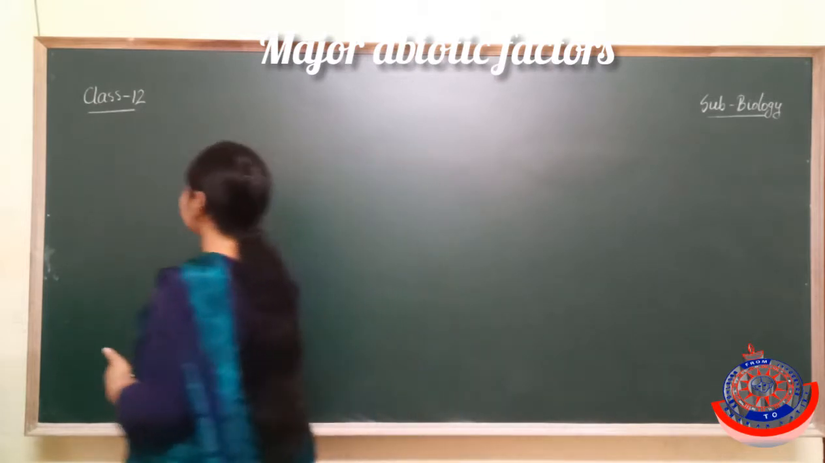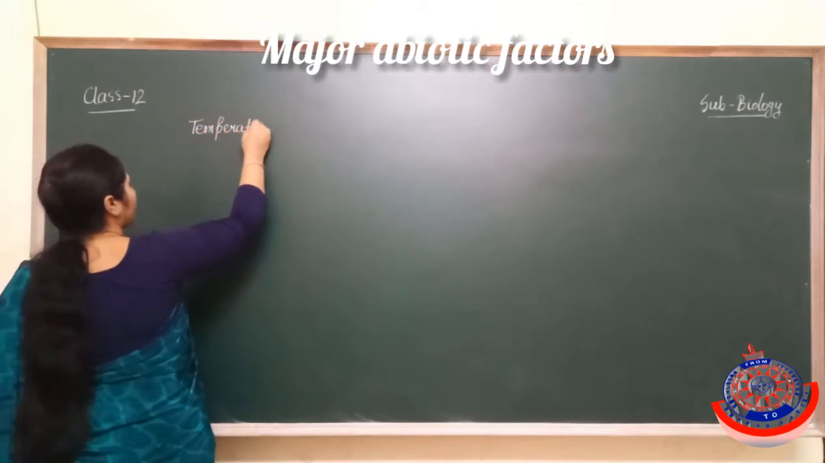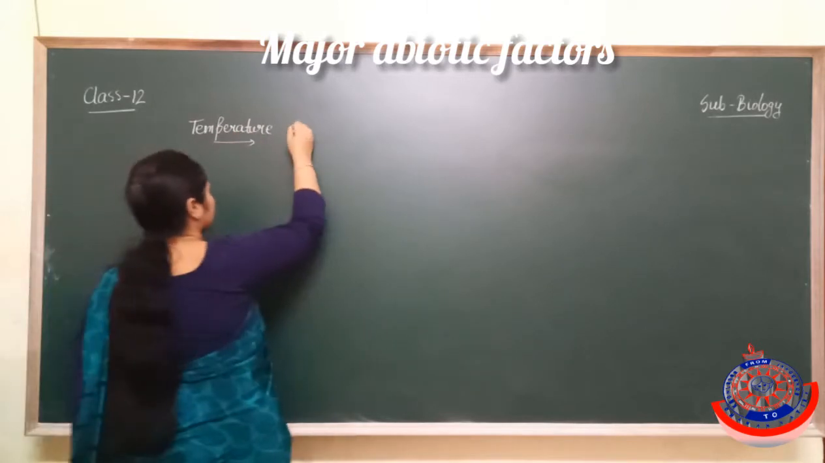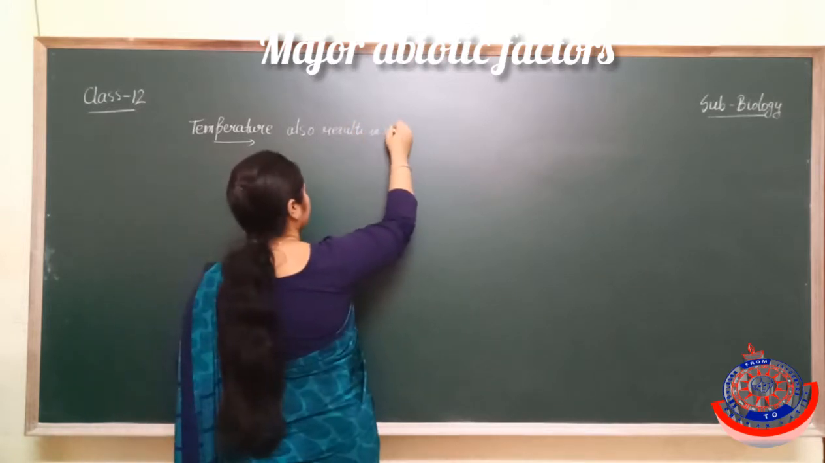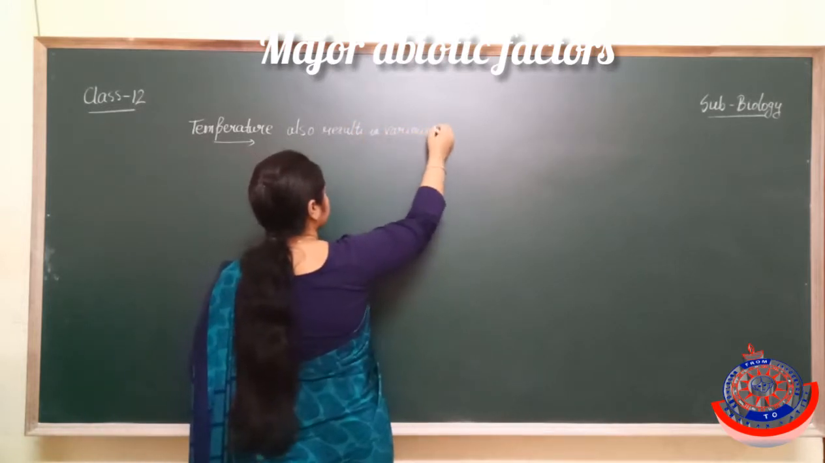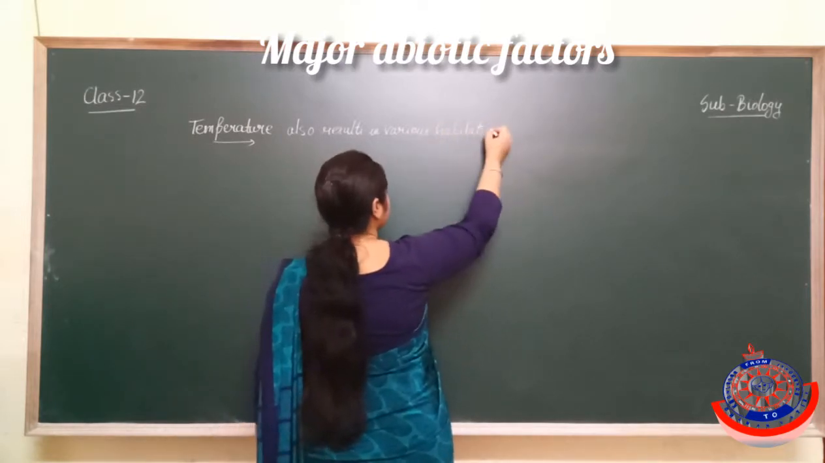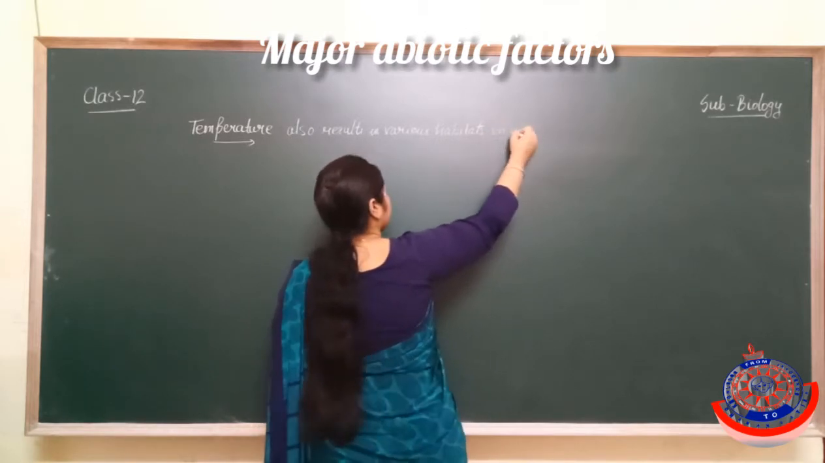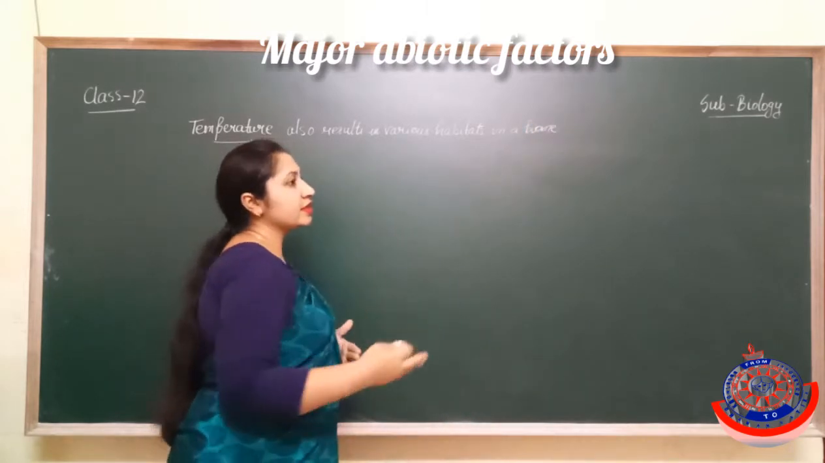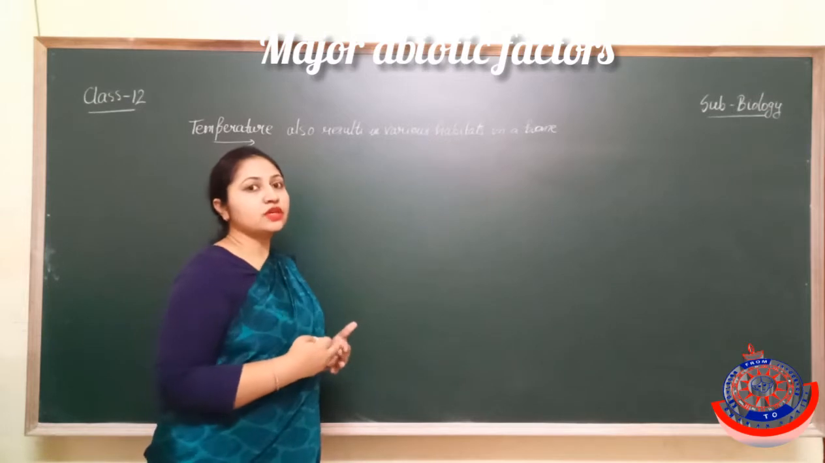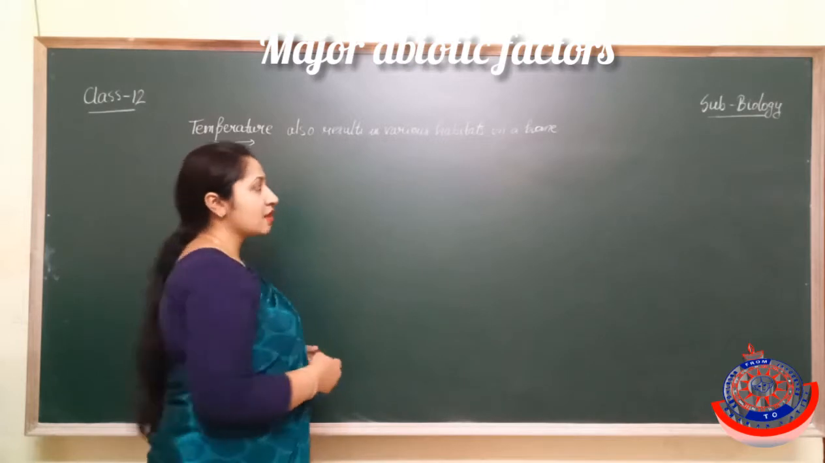Like the first factor, that is the temperature. Temperature also results in various habitats in a biome. Okay, so the different areas have different temperatures. Because of these different temperatures, different habitats are present.